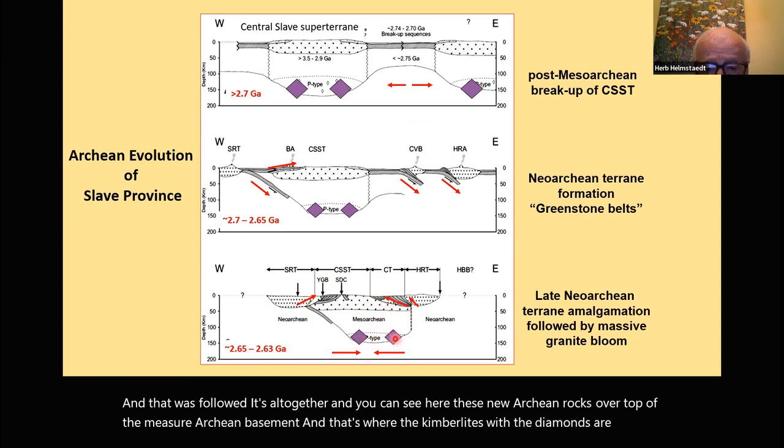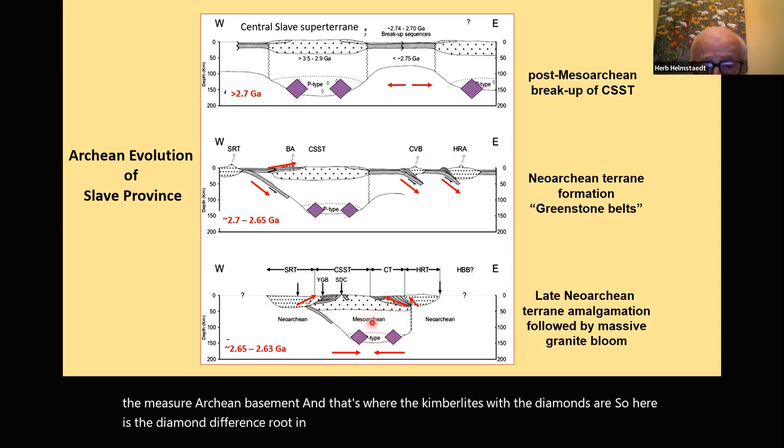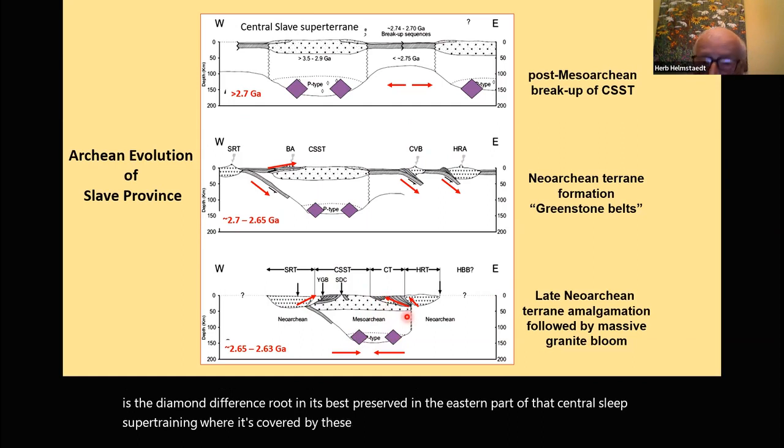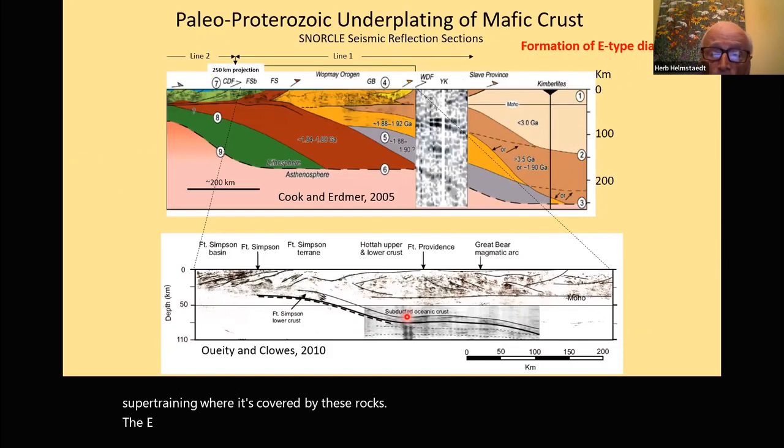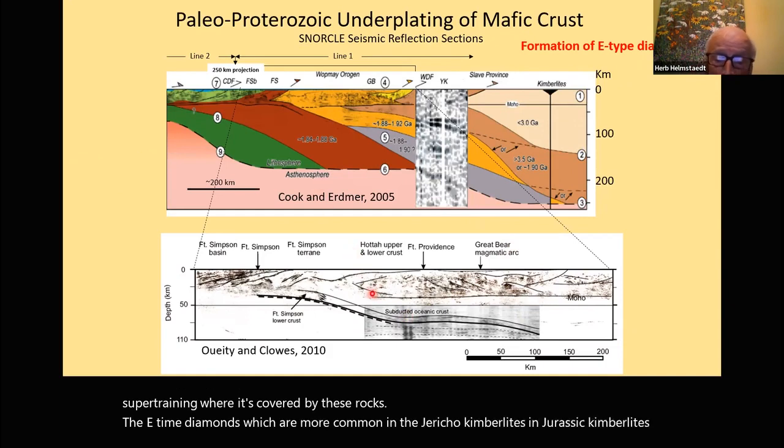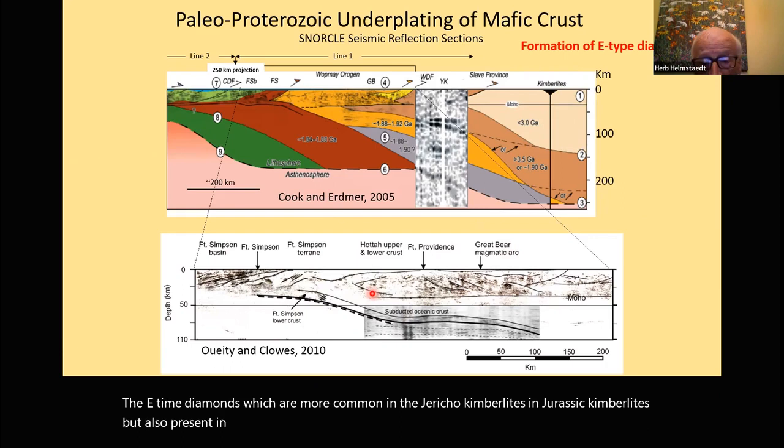So here is the diamondiferous root, and it's best preserved in the eastern part of that Central Slave superterrane, where it's covered by these rocks. Now, the E-type diamonds, which are more common in the Jericho kimberlites, the Jurassic kimberlites, but also present in the Ekati and Diavik mine, they came with a huge slab that was subducted from the west underneath the Slave province.